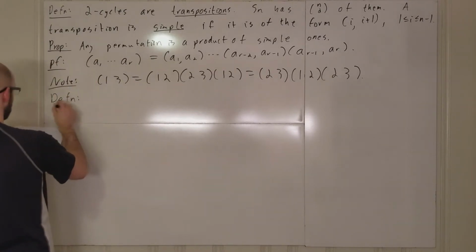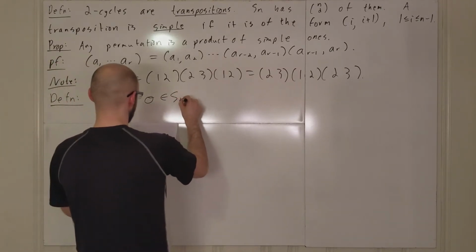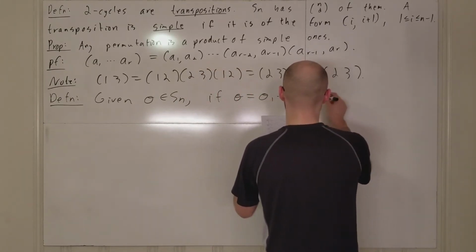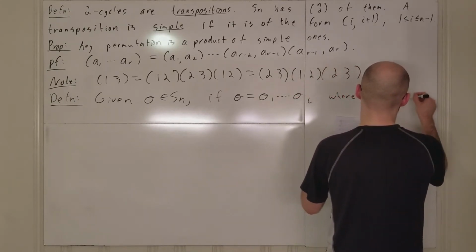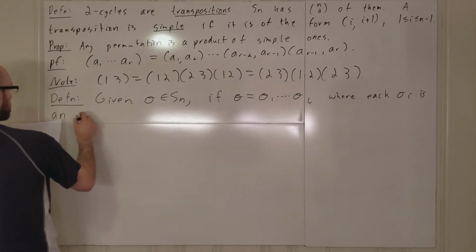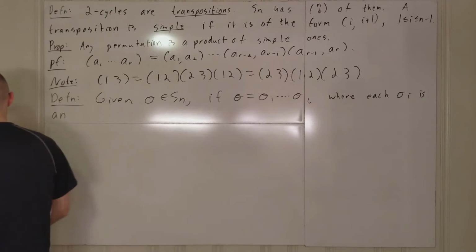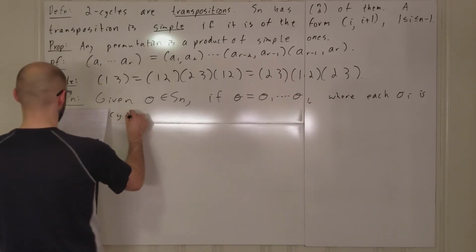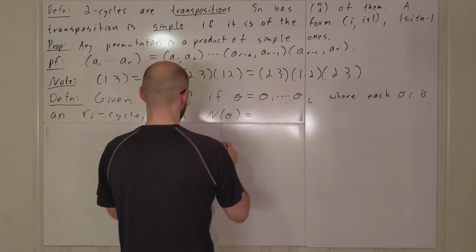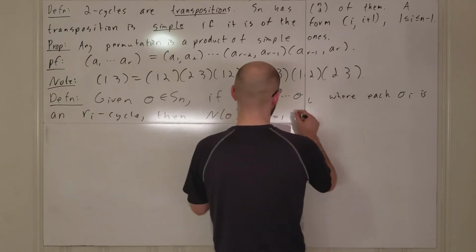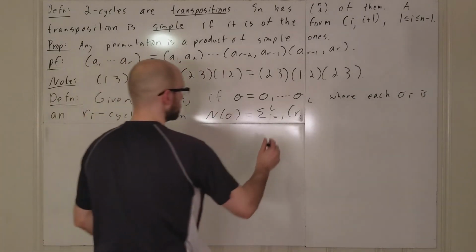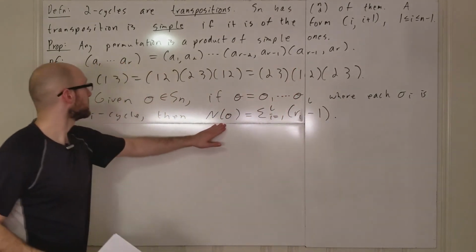All right, definition. Given sigma in Sn, if sigma is sigma 1 through sigma L, where each sigma I is an Ri cycle, then n of sigma is the sum from i equals 1 up to L of Ri minus 1. And so n of sigma, this is what we're defining.